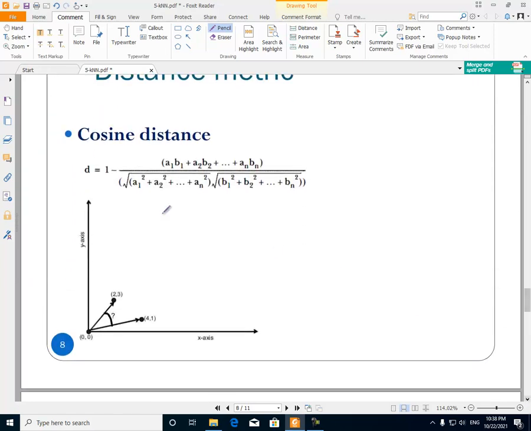And the cosine distance is like this. Again, A and B are two vectors with n dimensions. We can use this formula to find the distance between these two vectors.